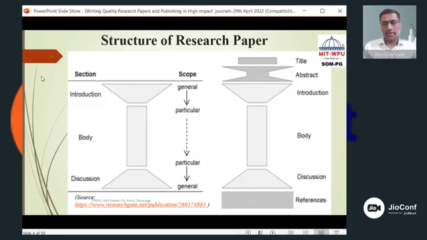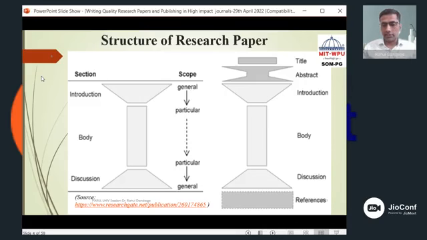So the shape indicated for the abstract itself gives the idea of how we should start the abstract, how we should be at the center of the abstract, and how we should come to the end part of our abstract.